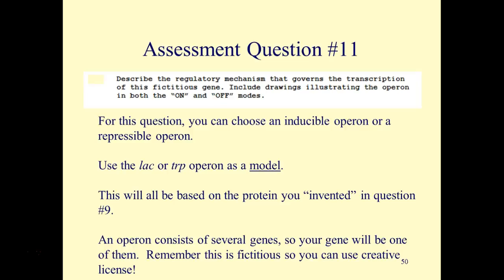For this question, you have two choices. You can choose an inducible operon or a repressible operon. As a model, then, you're going to be using the Lac Operon as your inducible operon or the Trp operon as a repressible operon. This is all going to be based on the protein you invented in question number 9. Now, an operon consists of several genes that we're about to see, so your gene will be one of them. Remember, this is fictitious, so you can use creative license when you create this.